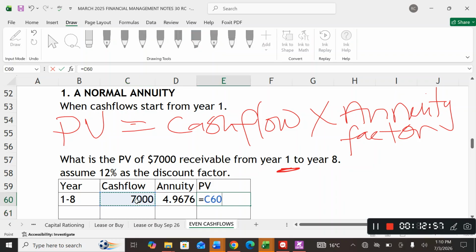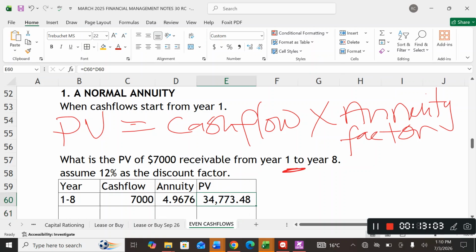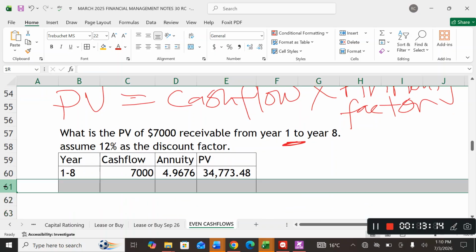I multiply this and my annuity there. This is the present value of 7,000 receivable every year for years 1 to 8. That is the present value of a normal annuity here, which is fine.